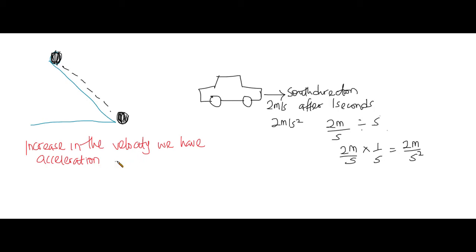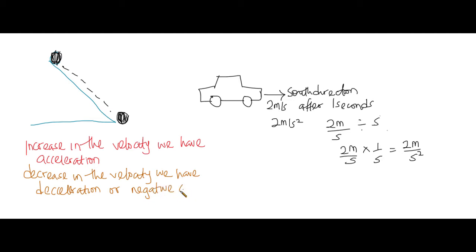Then we have a newer term, which is negative acceleration or deceleration. Increase in the velocity, we have acceleration, and decrease in the velocity, we have deceleration or negative acceleration. Because if you remember, when I was explaining change, we could have change decreasing or increasing. So that's why it is in two ways.